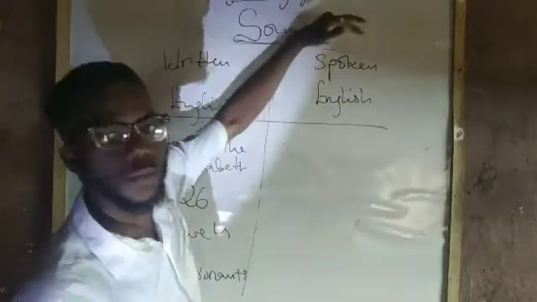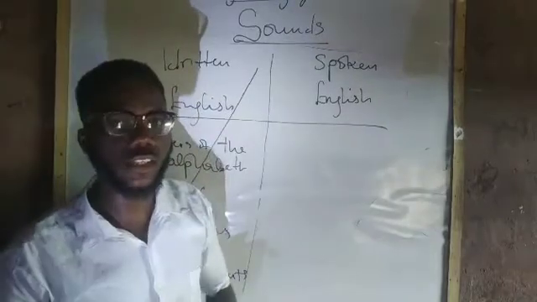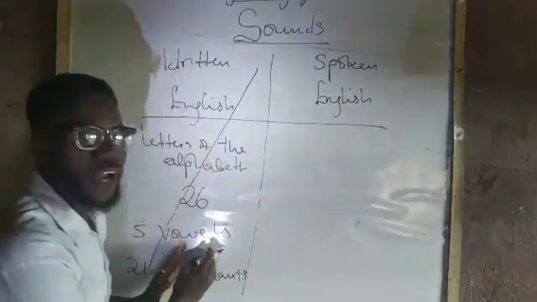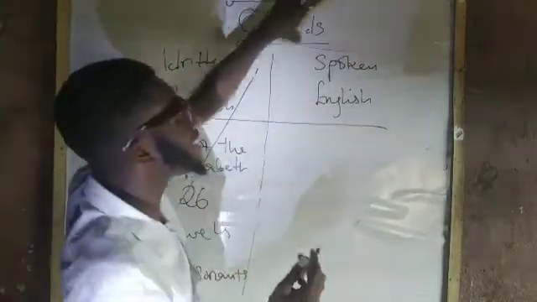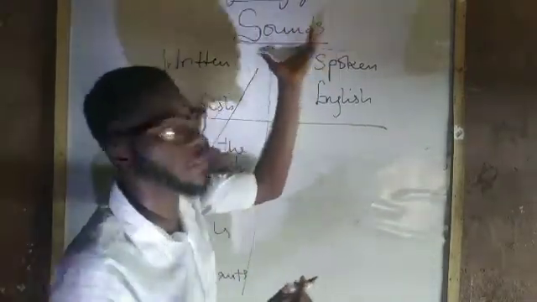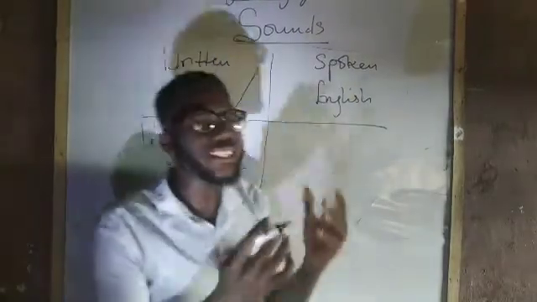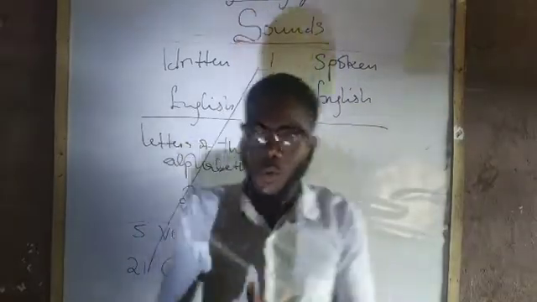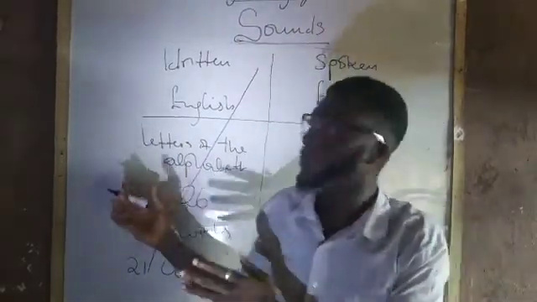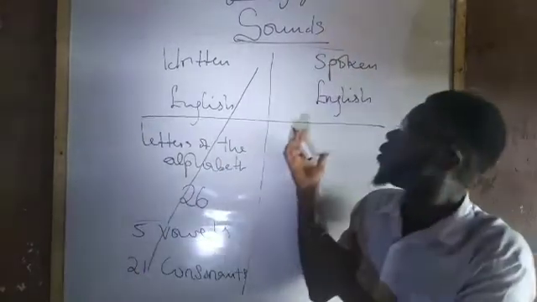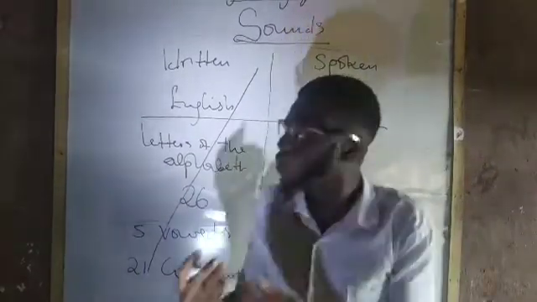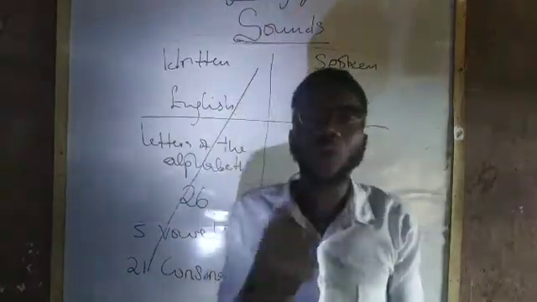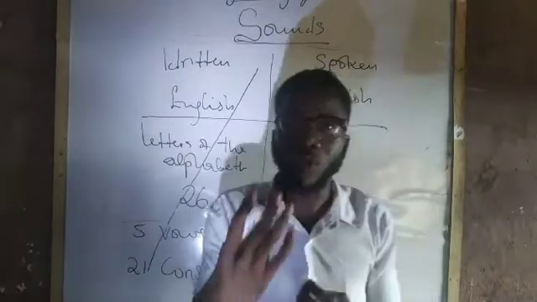Now, when you mention the spoken English, it does not talk about the letters of the alphabet. It rather talks about the sounds. This is where we come in here now. We now talk about the sounds of the English language, the sounds that you make. Remember, when you are referring to the written, you are talking about what you write. But here, we're talking about the way you pronounce those things that you have written, the way you use sounds to communicate, the sounds that you make when you speak.